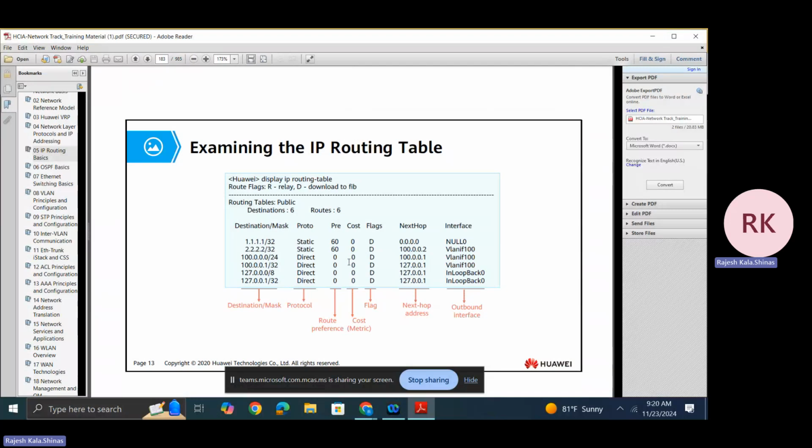Then the cost of that route, flag, next hop, then interface name. Next hop means the next IP address of the next, nearest router. Then this is the interface we are connected to.